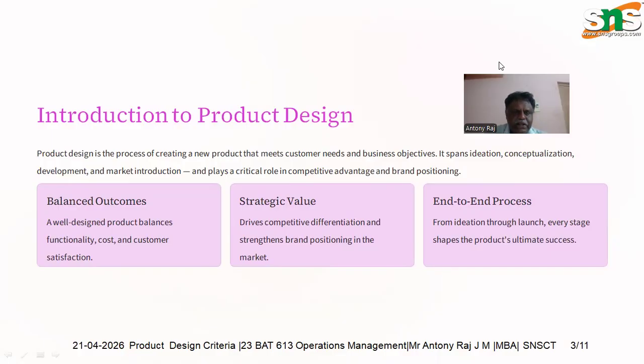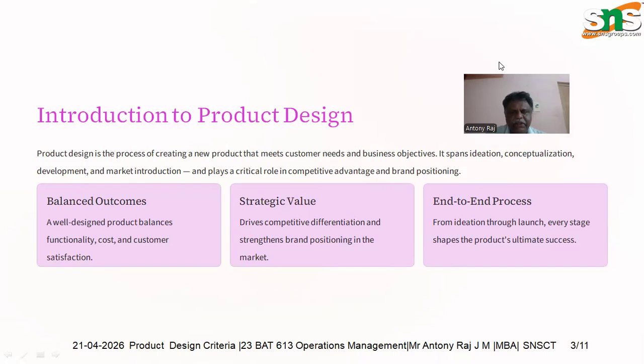So we're going to re-summarize product design. Product design, first of all, is a process, and what does it involve? It involves creating a new product which meets the customer needs and expectations, and also the business objective. And it also comprises ideation as well as conceptualization of the particular idea, and then introduction to the market. So these are the elements comprising product design.